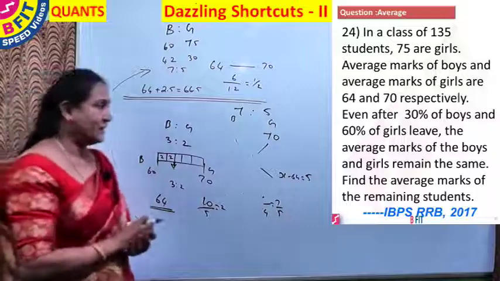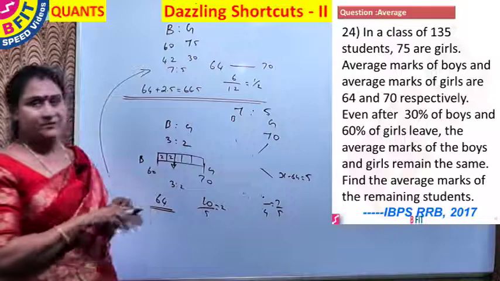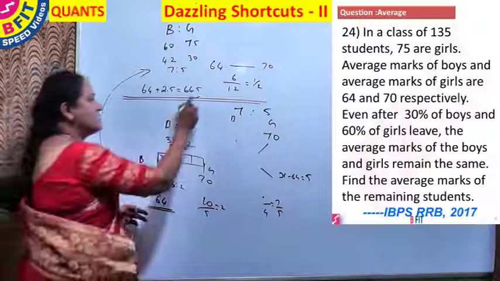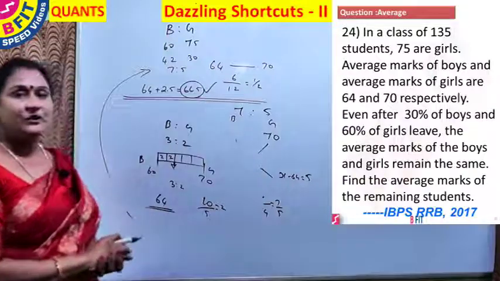So hope you have understood. And for our question, the average of the remaining students, boys and girls together, the answer is 66.5. So we'll go to the next question.